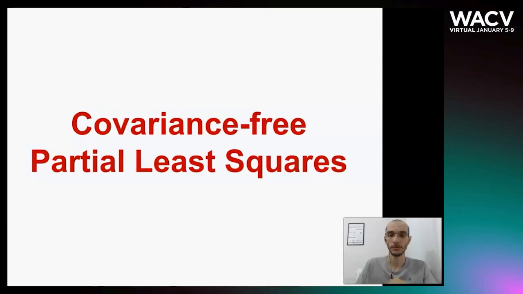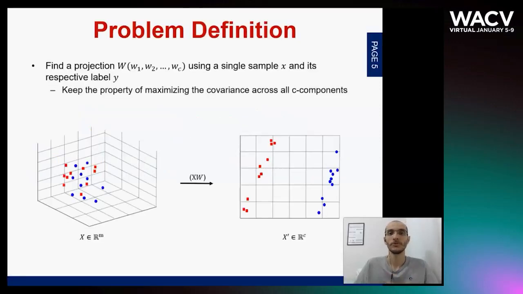Now I will introduce our method. Our goal is to find a projection matrix W that projects this high-dimensional feature space onto a low-dimensional feature space, but we want to find the projection matrix using a single sample of the high-dimensional feature space at a time. Also, we want to preserve the maximum covariance between the samples and the labels across all components of the low-dimensional space, which is the fundamental property of the traditional PLS.